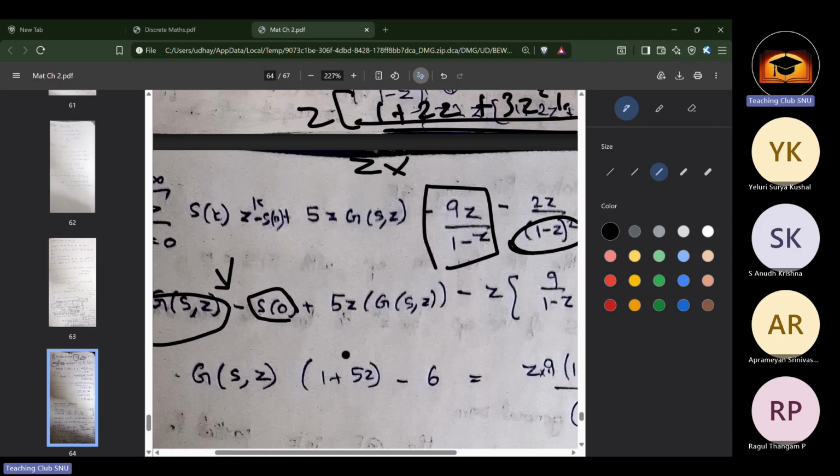Now, again, this is not in a form that I would like. So I do partial fractions. But before doing partial fractions, I have to factorize the denominator, if it is not factorized. So I'll factorize this.